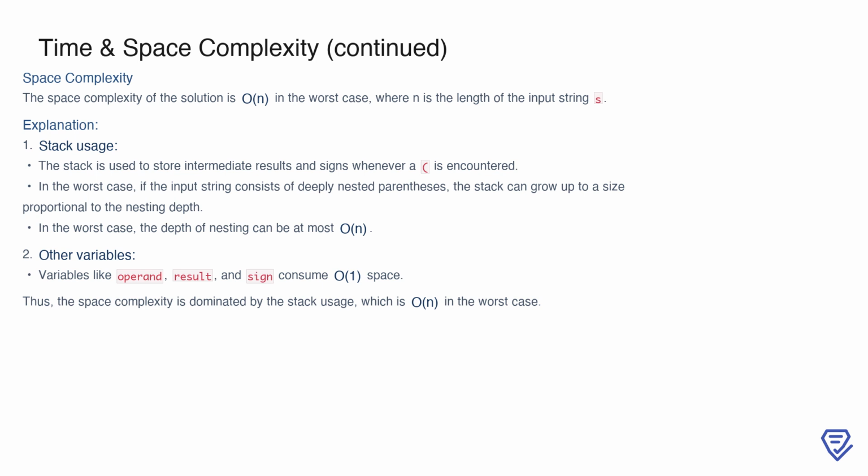Now, let's consider the space complexity of the solution, which is O(n) in the worst case. This primarily comes from the stack usage. The stack is used to store intermediate results and signs whenever a parenthesis is encountered. In the worst-case scenario, if the input string contains deeply nested parentheses, the size of the stack will grow proportional to the nesting depth. The maximum possible depth of nesting corresponds to the length of the string, which is O(n). Besides the stack, other variables like the operand, result, and sign require only constant space, O(1). Thus, the overall space complexity is dominated by the stack usage, which in the worst case is O(n).